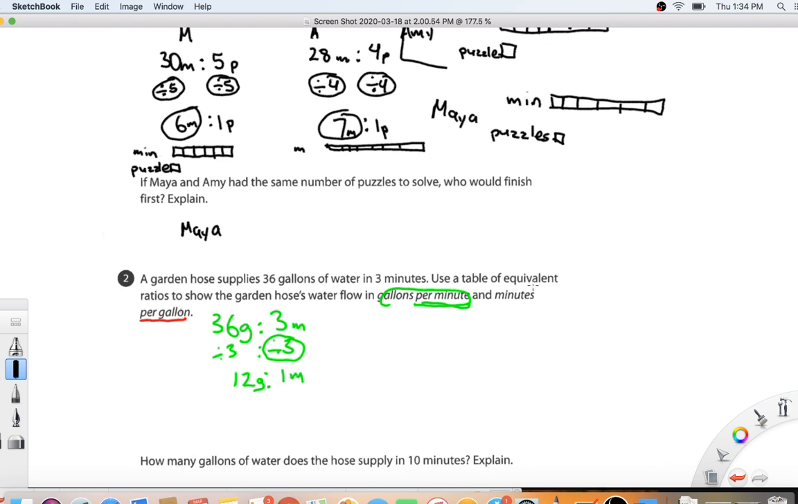Now it says to use the equivalent ratio table. So we'll do that afterwards. Right now let's just do the next one. The next one says minutes per gallon. This time the gallons are going to go second and the minutes are going to go first. Minutes per gallon. So 3 minutes. And then we're going to put 36 gallons.